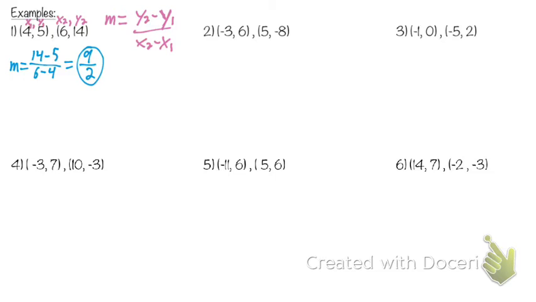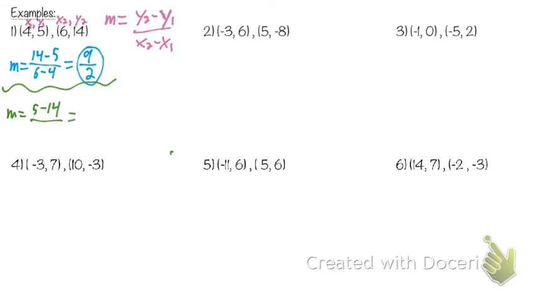Now, we also could do, I'm going to do this in a different color to show you guys it's an also thing. You don't have to do it. What if we went the other way around? Instead of doing y2 minus y1, what if I did y1 minus y2? I switched around. I did 5 minus 14.